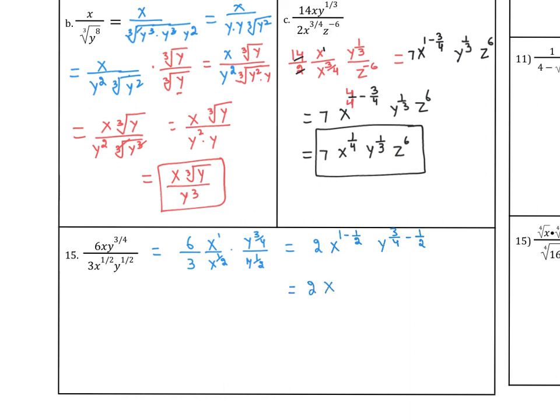2 times x. To subtract or add fractions, we need to make the denominators the same. So here we're going to multiply top and bottom by 2 so that we can have the same denominator. For y, we are going to multiply top and bottom by 2, so you're going to have 2 over 4. The answer is 2 times x to the power 2 minus 1, which is 1 over 2, and y to the power 3 minus 2, which is 1 over 4.